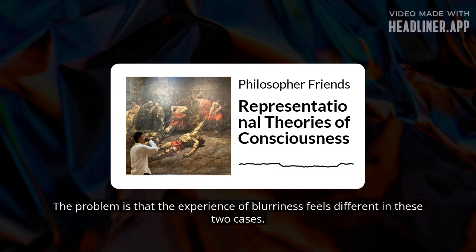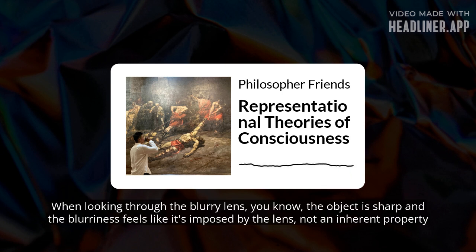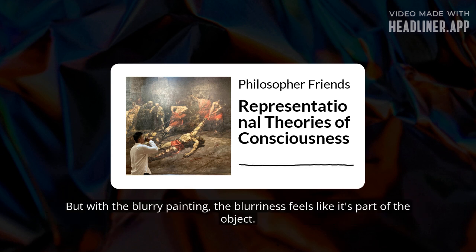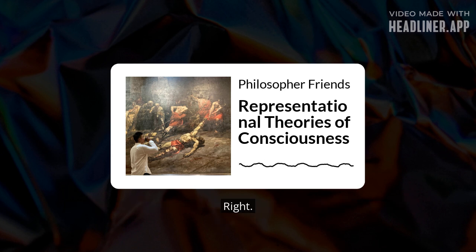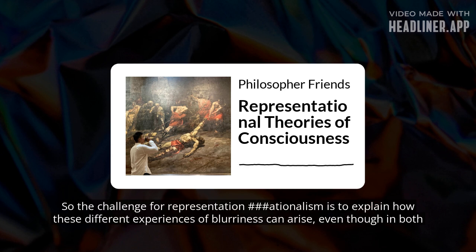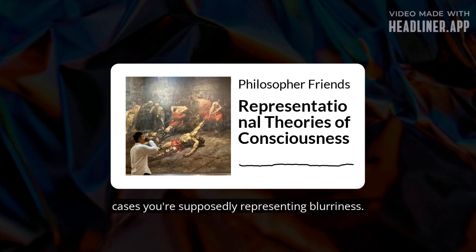The problem is that the experience of blurriness feels different in these two cases. When looking through the blurry lens, you know the object is sharp, and the blurriness feels like it's imposed by the lens, not an inherent property of the object itself. But with the blurry painting, the blurriness feels like it's part of the object. Like it's built into the way the artist created it. Exactly. So the challenge for representationalism is to explain how these different experiences of blurriness can arise, even though in both cases you're supposedly representing blurriness.